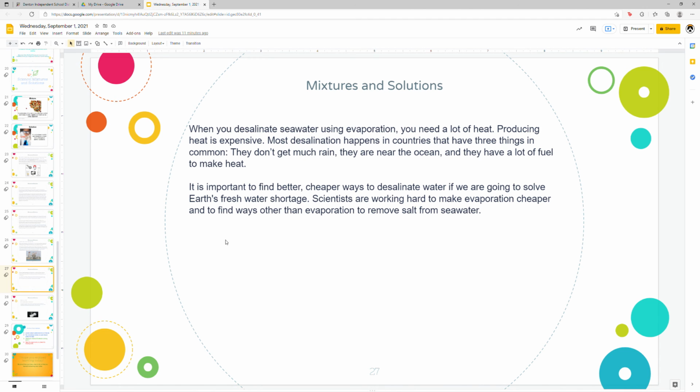When you desalinate water using evaporation, you need a lot of heat. Producing heat is expensive, takes energy. Most desalination happens in countries that have three things in common. They don't get much rain, they are near the ocean, and they have a lot of fuel to make heat. It is important to find better, cheaper ways to desalinate water if we are going to solve Earth's freshwater shortage. Scientists are working hard to make evaporation cheaper and to find ways other than evaporation to remove salt from seawater.